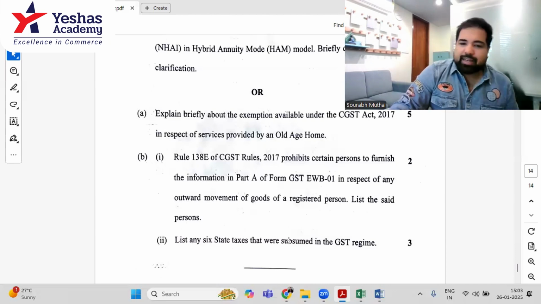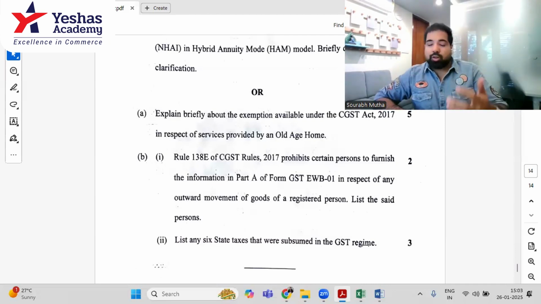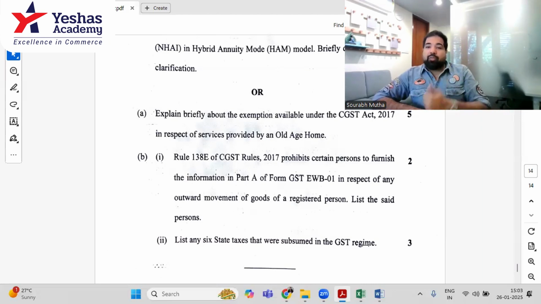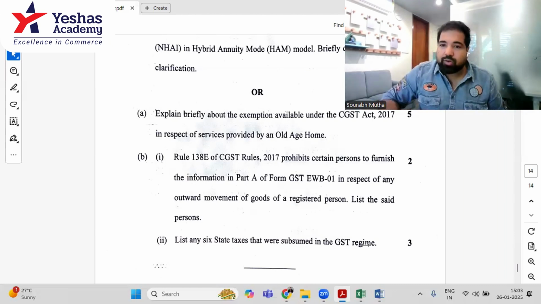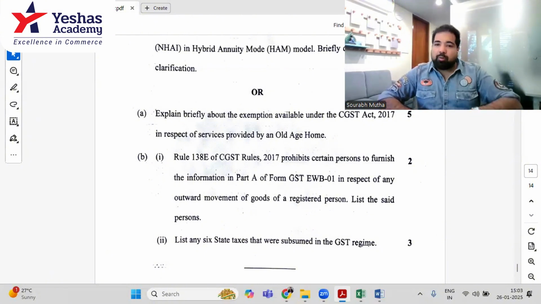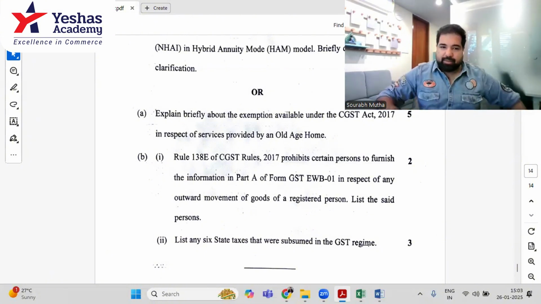And list any state taxes that are subsumed in GST. If you remember our shortcut, Vele. In the first chapter, we have a 3-mark question on the first chapter, Vele, that is VAT, entertainment tax, luxury tax, lottery tax, entry tax, and state sales tax also you could write. All these state taxes have now been subsumed by GST.